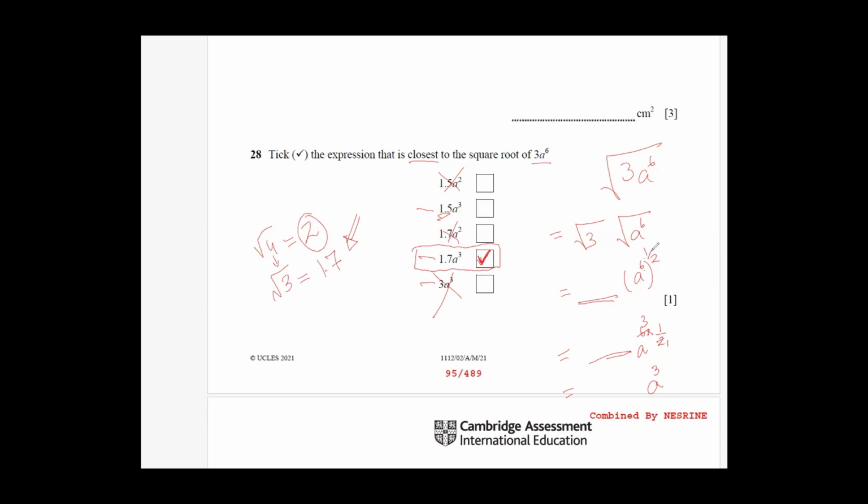When you just wrote 1 by 2 times a raised to power 6, the power of a is 3. A would be of the cubic form. So this option is going to be taken.